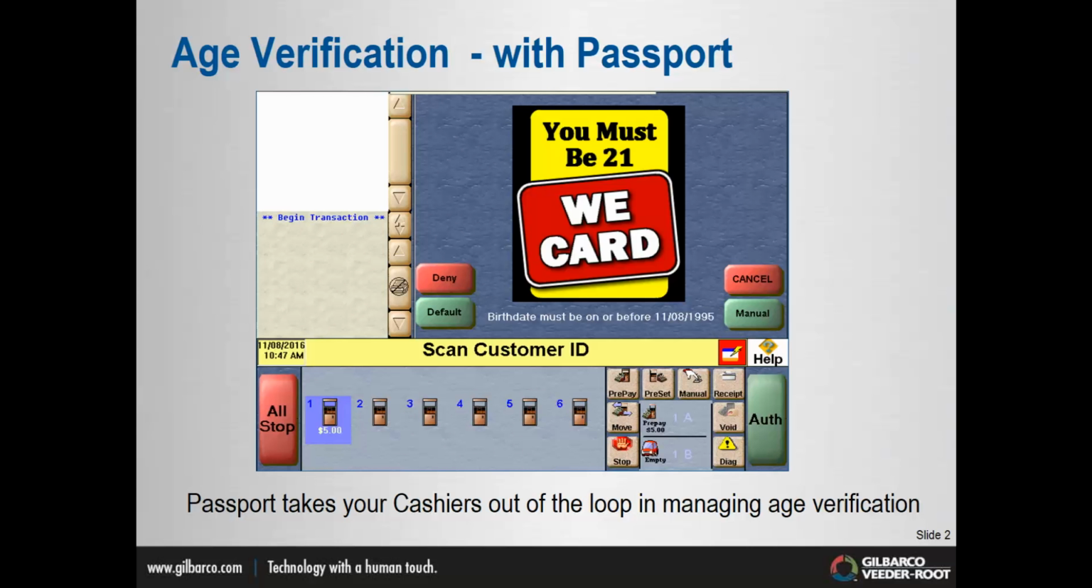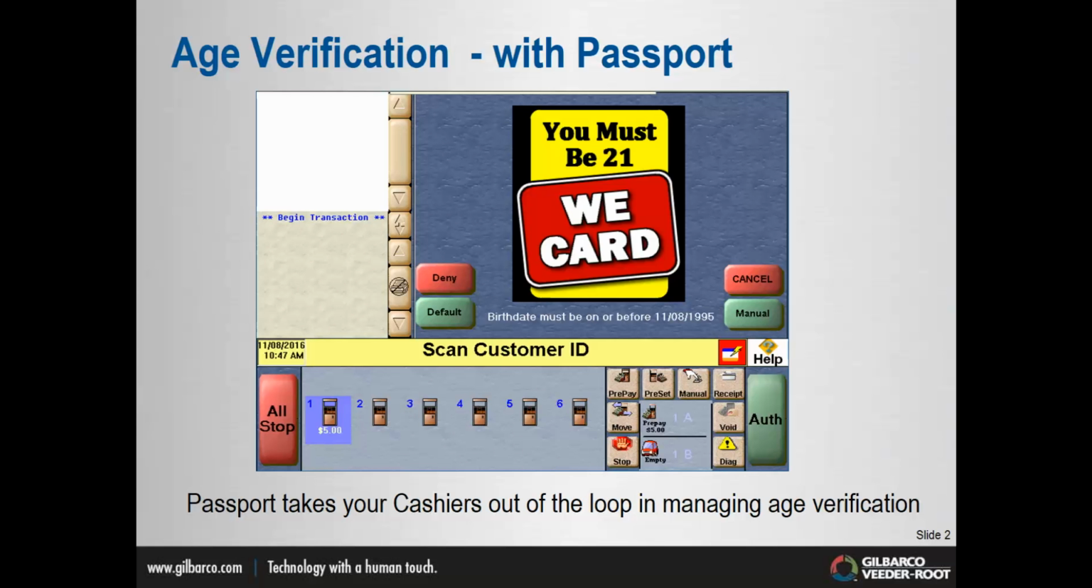When the ID is scanned, the scanner passes the birth date over to Passport, and Passport enters that birth date automatically into the system, just like the cashier would have manually done previously. Passport neither receives nor stores any customer personal data, such as name or address.